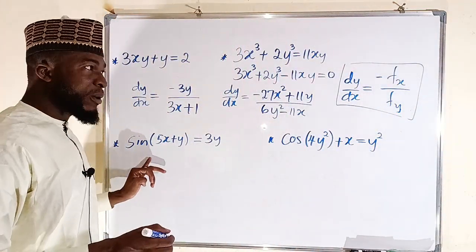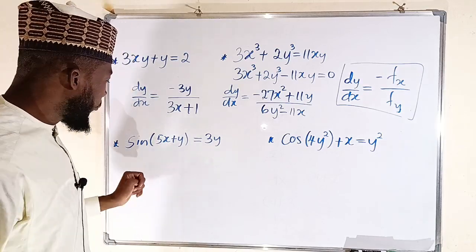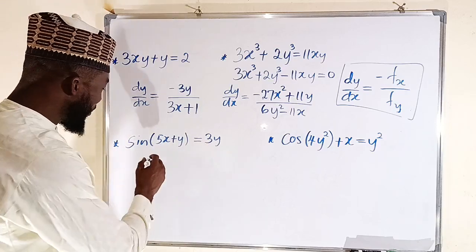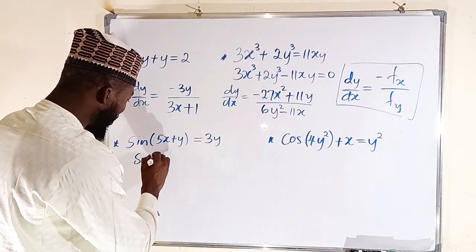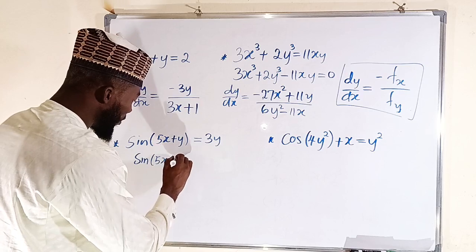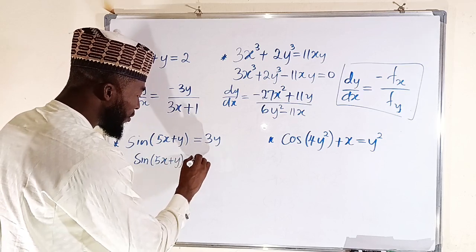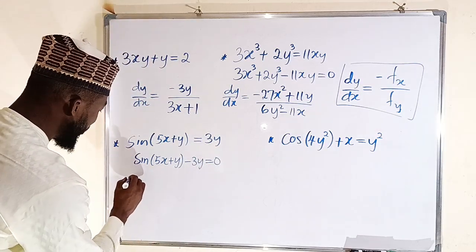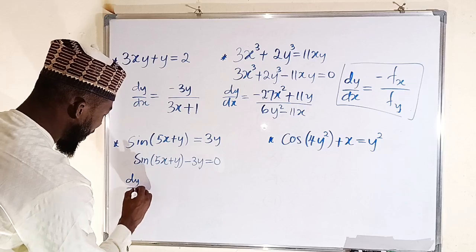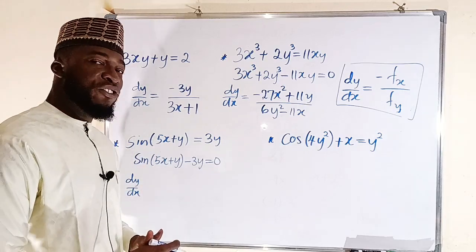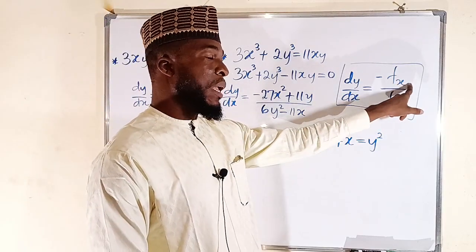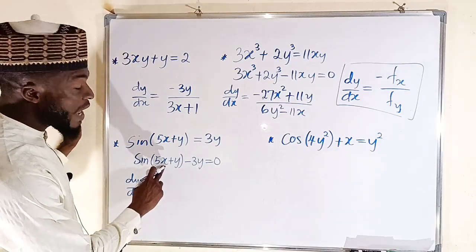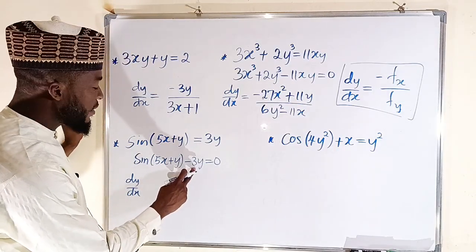All right, coming to problem number 3, which is a trigonometric function. We have to apply chain rule again here. So first of all, let me take this one inside. We have sine of 5x plus y minus 3y equals 0. Now let us differentiate. dy over dx. We are going to first of all differentiate the function with respect to x. But make sure you multiply every single entry by negative sign. So this is the only place we have x. So we are going to treat this one as constant.